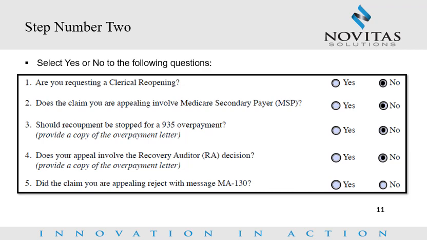Question 5. Did the claim you are appealing reject with message MA130? If the answer is yes, do not submit this form. Please correct and resubmit the claim. For today's example, we are going to select no.